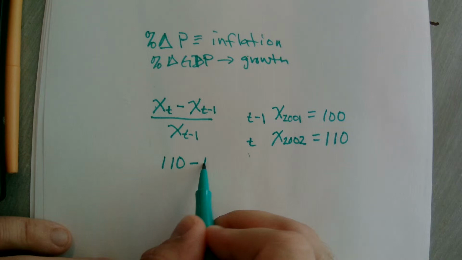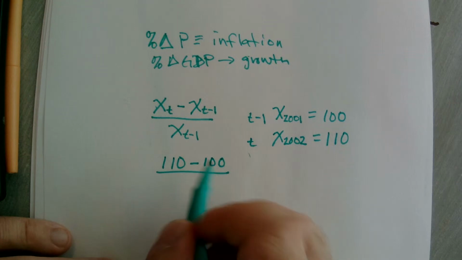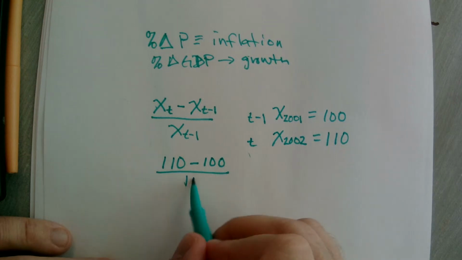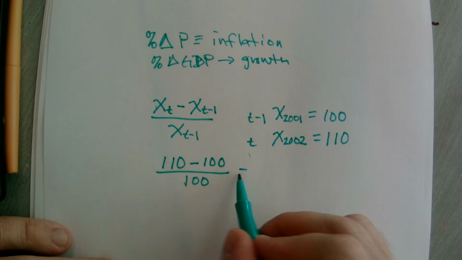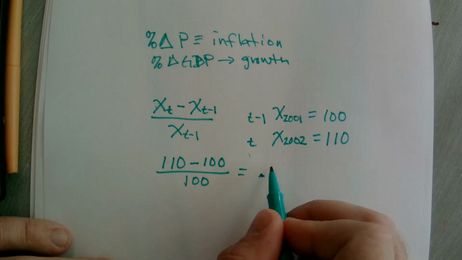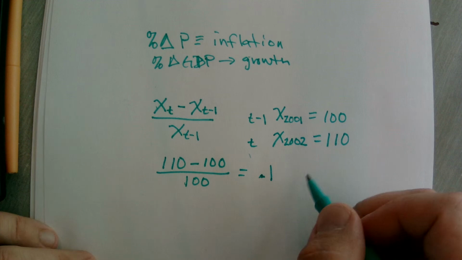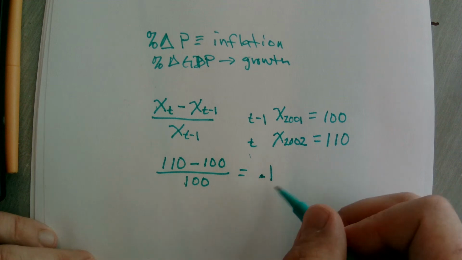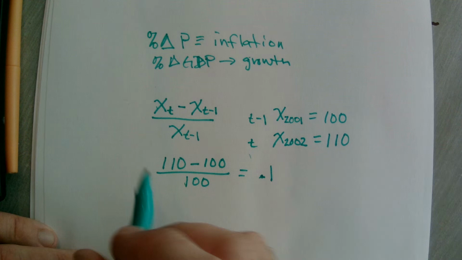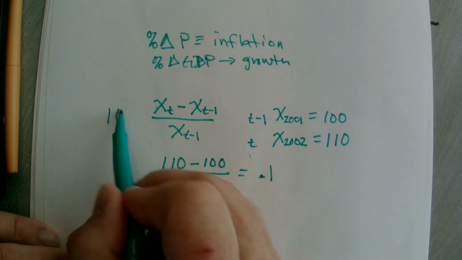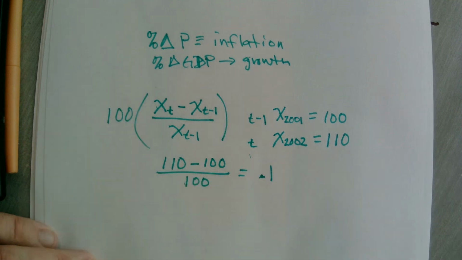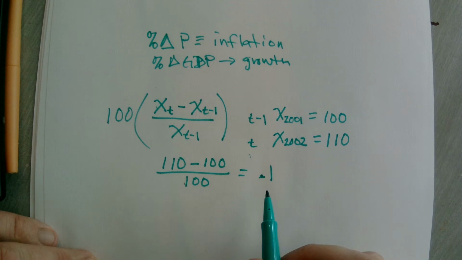110 minus 100 over 100, which is equal to 0.1. Now, I like to leave it like this. Your book, actually, in Pearson, they like to use whole numbers for whatever reason. So the little Pearson trick that they'll have is they're going to multiply this by 100. So they'll take this formula and they'll go 100 times this amount. And that'll give you a whole number.